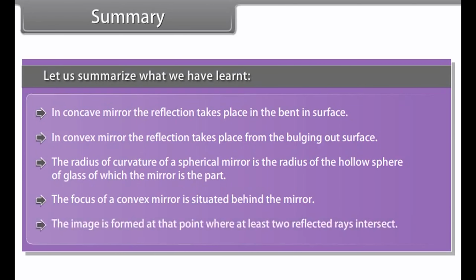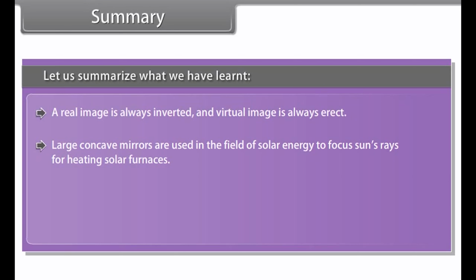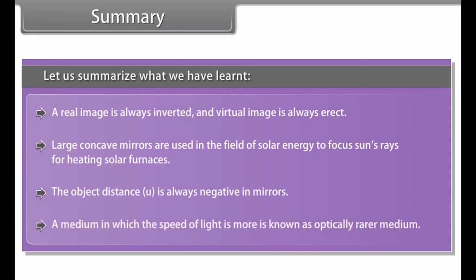The image is formed at that point where at least two reflected rays intersect. A real image is always inverted and a virtual image is always erect. Large concave mirrors are used in the field of solar energy to focus the sun's rays for heating solar furnaces. The object distance u is always negative in mirrors. A medium in which the speed of light is more is known as an optically rarer medium.